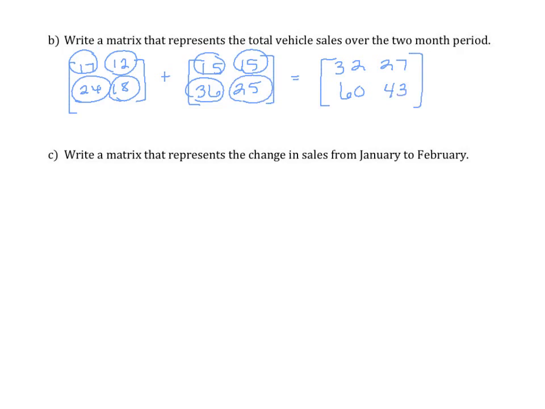Write a matrix that represents the change in sales from January to February. So if we compare to get from January to February, the change from 17 to 15, we subtracted 2. The change from 12 to 15, we added 3. The change from 24 to 36, we add 12. And the change from 18 to 25 is 7. So this represents the change in sales from January to February. And this concludes section 2.3.